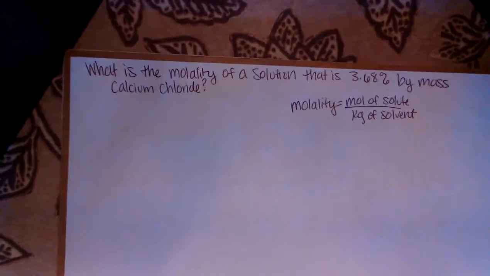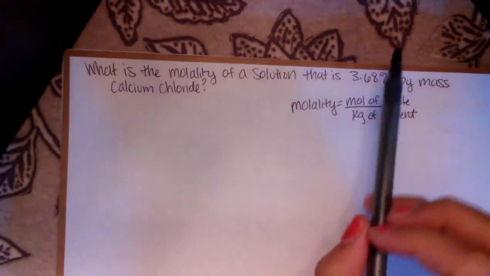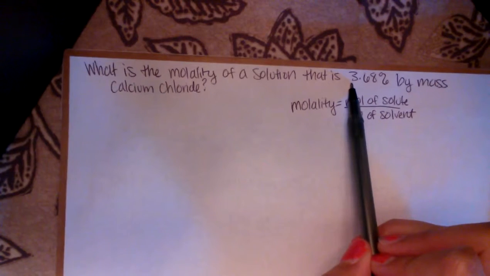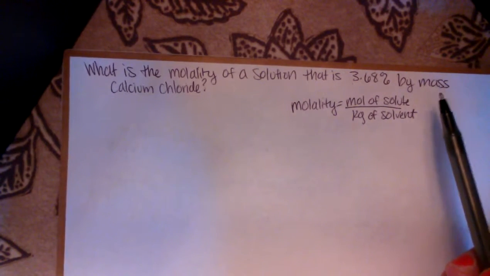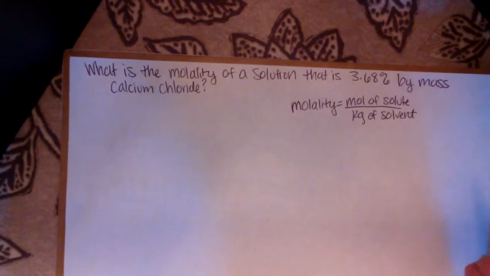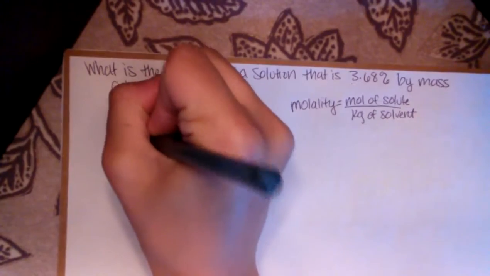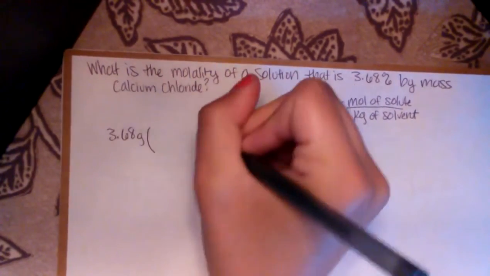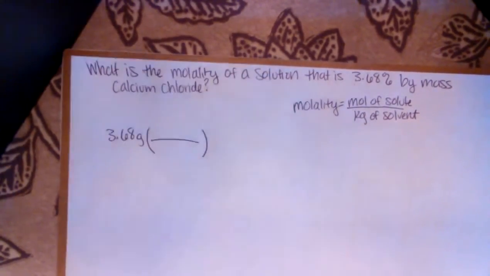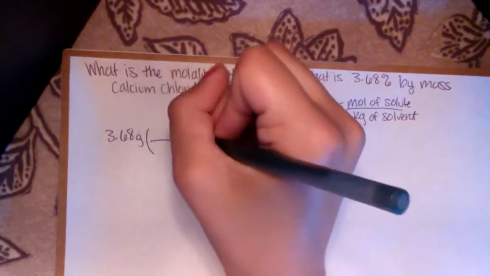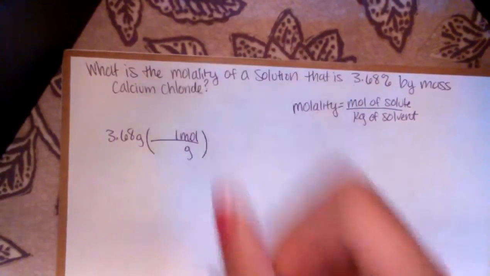So first, it tells us here that we have 3.68% by mass. So from this value you can assume that we have 3.68 grams of calcium chloride. And then we're going to multiply that by its molecular weight to get the mole value.